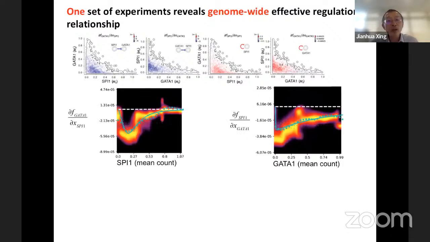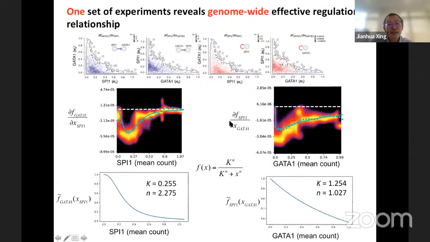Okay, more than that, right? We can also get quantitative information. So this is the same data, we just plotted it differently. This is the SPI1 count, and this is the heat map of this partial derivative. So from there, we can get a fit. Then we can just do an integration to get this F function.